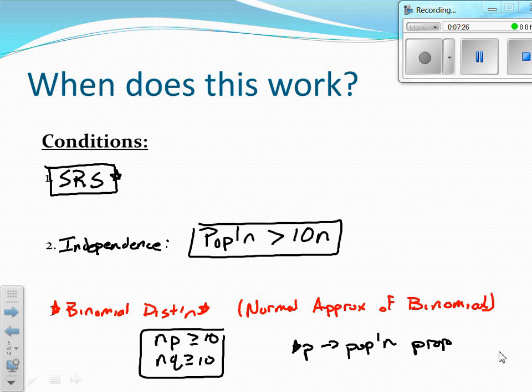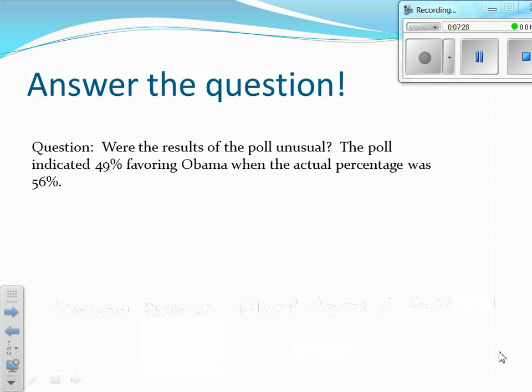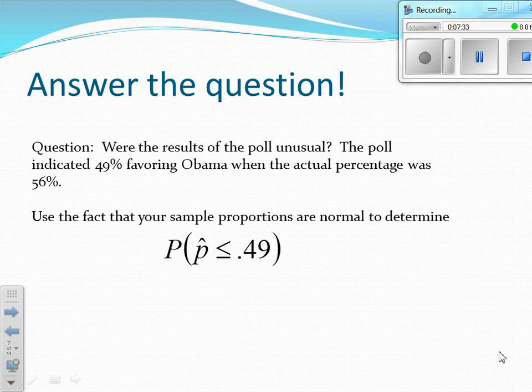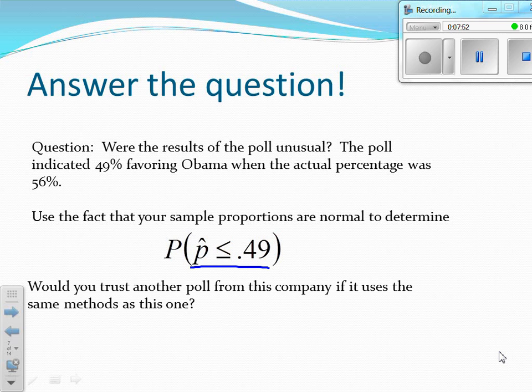So let's go back to this question. What we're really looking at was this poll, was there something strange with it, right? They got 49% using their poll when the true proportion was 56. So we're basically going to look, was the probability that we got a proportion of 49%, right? Could we trust another poll from this company? Is this so strange that we think something's fishy? So ready? We'll go through.